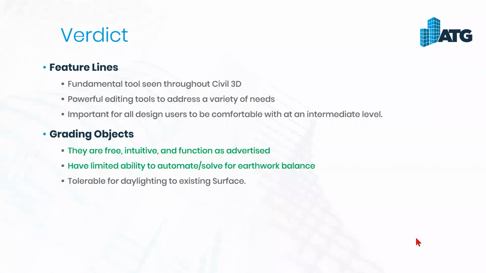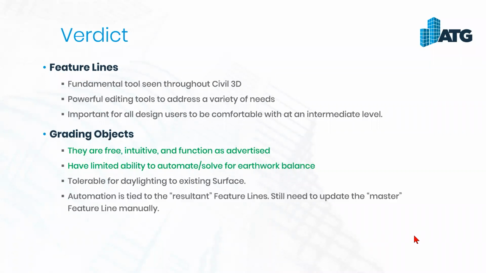Now, our grading objects do have a tolerable workflow for daylighting. And with them, the automation is tied to the resultant feature lines. If you do update the master, you need to do that manually, but all the rest of those changes do push through to the children. Again, they're very unstable. It's easy to lose work, and the countermeasures do exist, but they're still kind of risky to use. They're better than nothing, though, for sure.